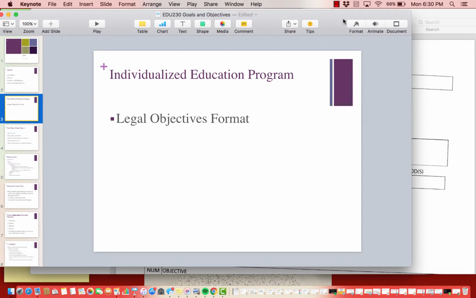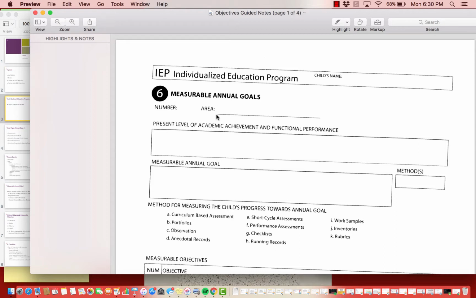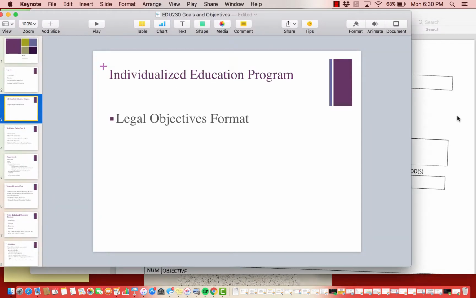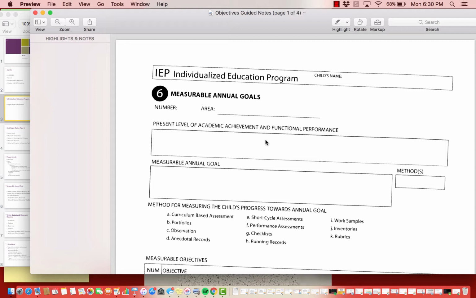Whenever you do EdTPA, which is the large project that you do during student teaching, they will expect you to be able to write objectives in this format. So keep that in mind as we work through these. Make sure you have your guided notes with you because I'll reference them throughout this lecture. I'm going to probably just leave it open in this way that you're viewing it here so that I can easily toggle back and forth.